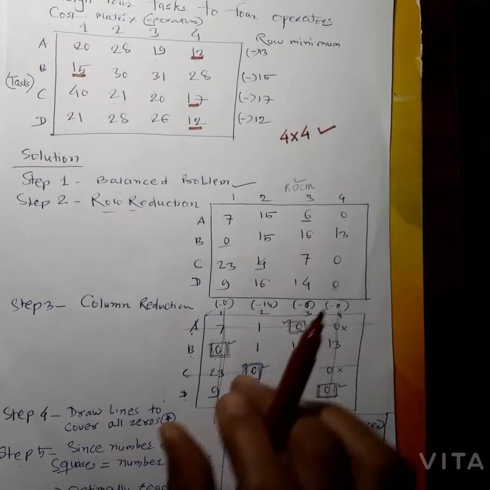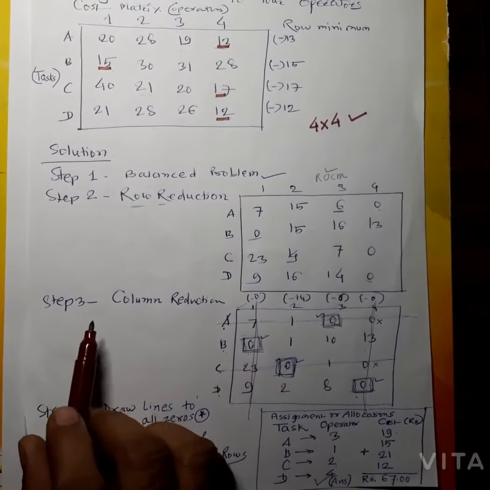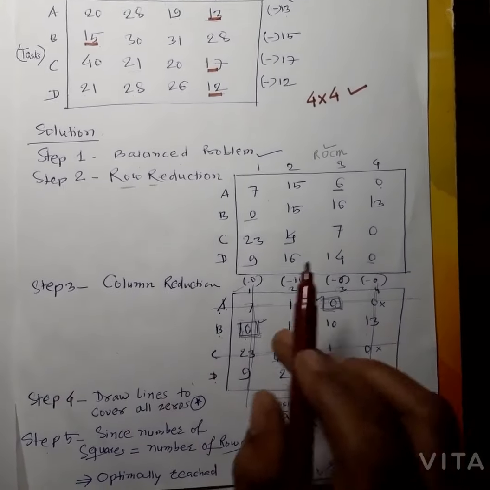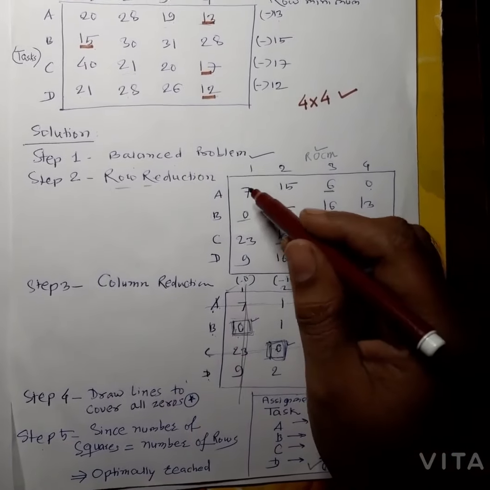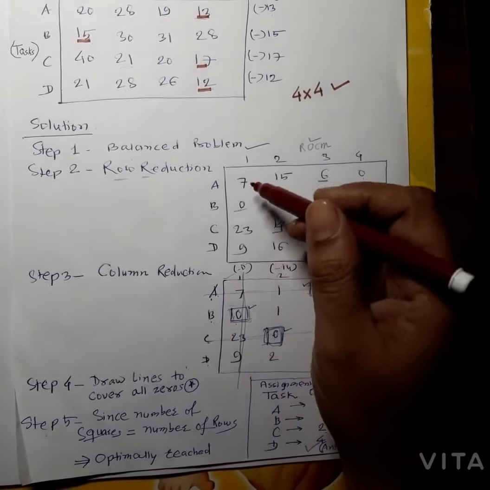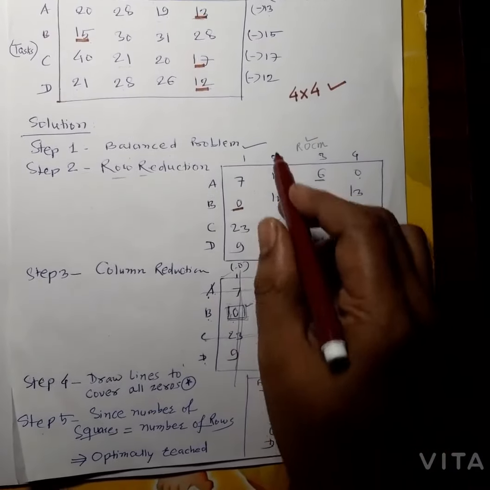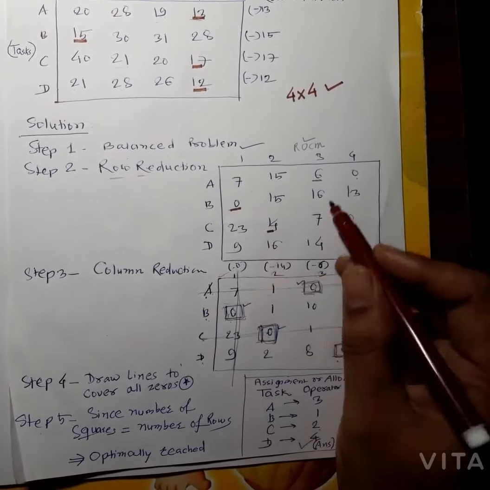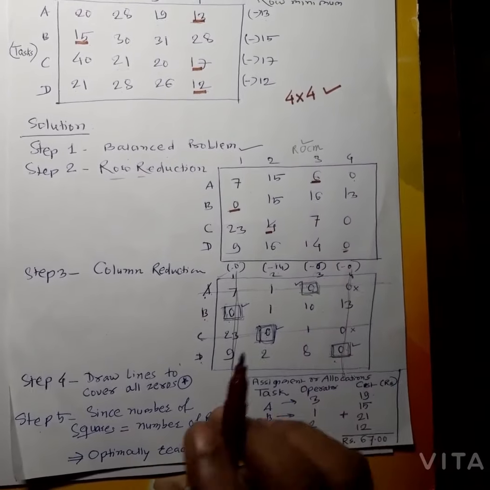Now after this step number 2, go to step number 3, that is column reduction. Now in column reduction we have to identify the smallest column element. Now here 0 is the smallest, second column 14, third column 6, fourth column 0.